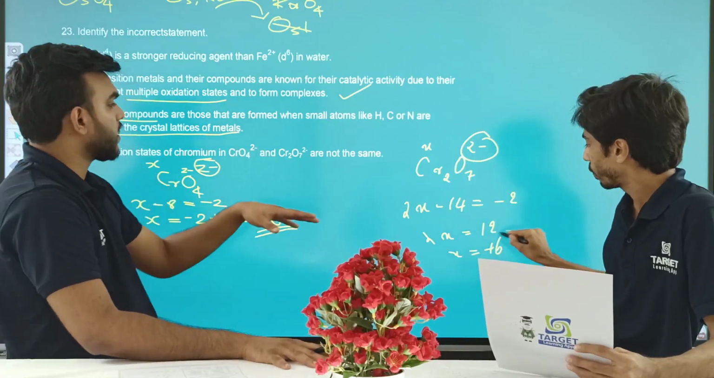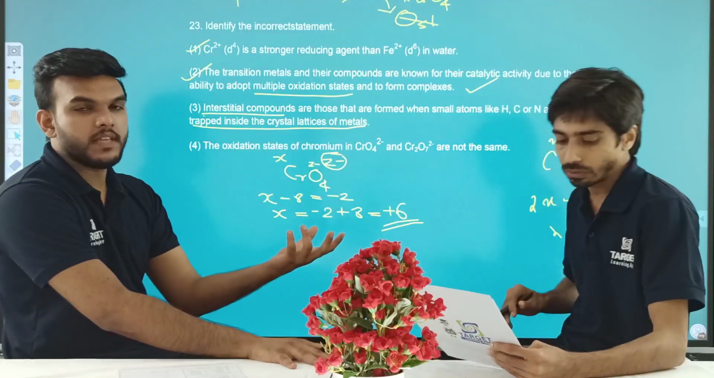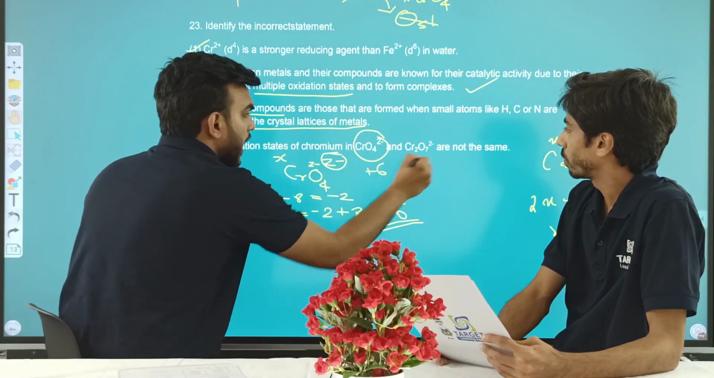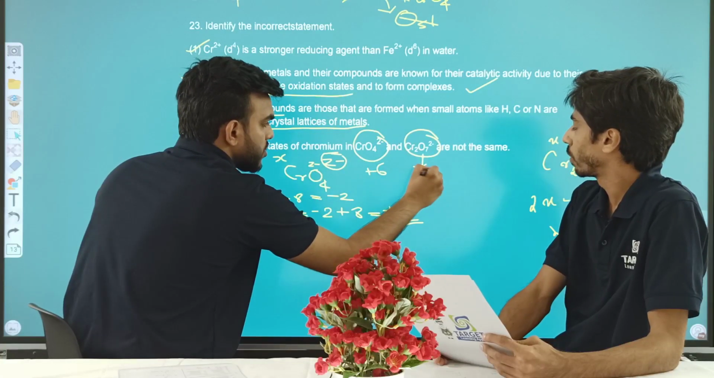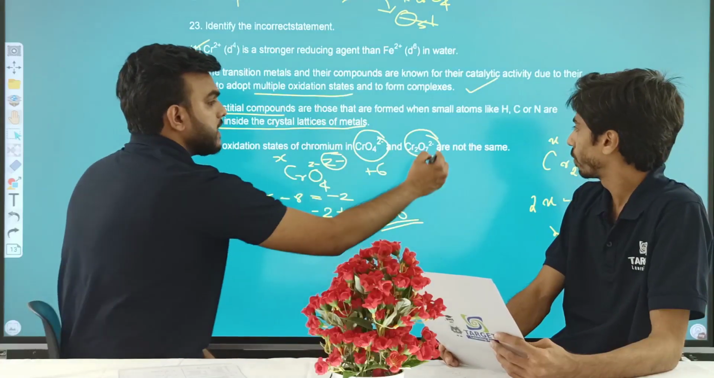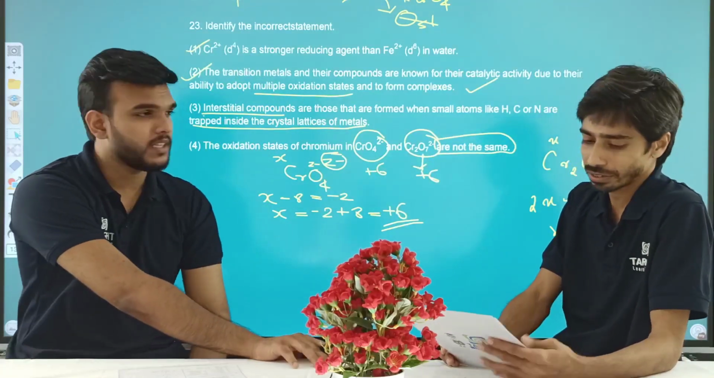So that is both the concept. Here in chromate the oxidation state is +6, and here also it is +6, the highest oxidation state of chromium. Here it says they are not the same, but actually they are the same. I think you got the concept. That's the answer.